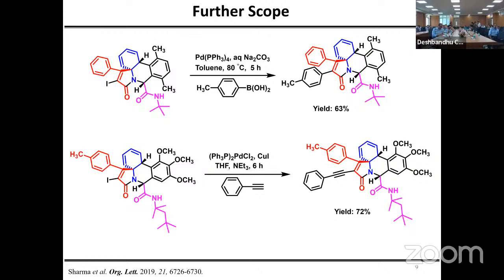cross-coupling reaction to generate the 5-point diversity in these molecules, synthesizing the Suzuki coupling product in 63% yield, whereas the Sonogashira cross-coupling reaction also generated the alkynyl system and gave our product in 72% yield.